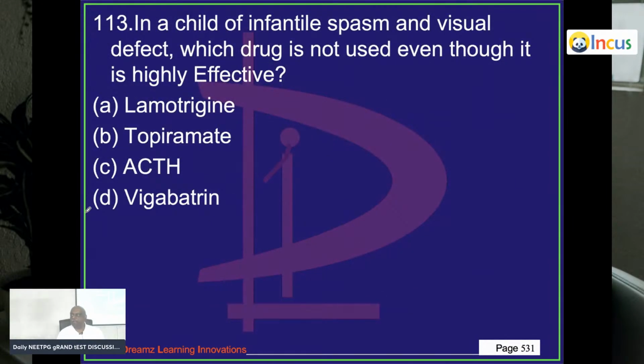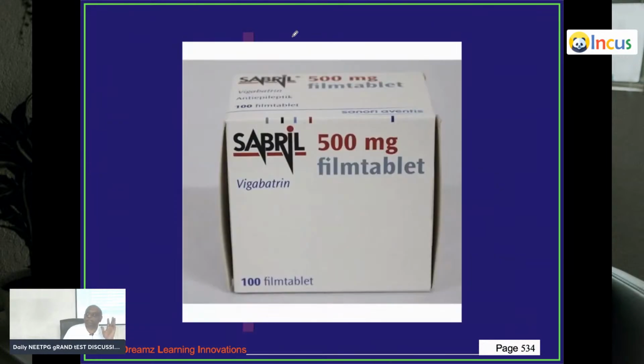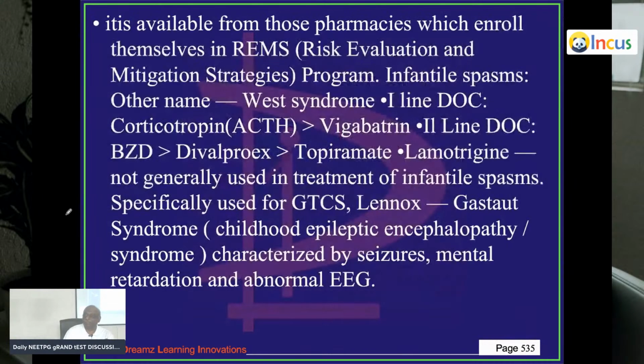So in a child of infantile spasm with visual defect, which drug is not used, even though it is very effective for infantile spasms? V for visual defect, V for vigabatrin. Vigabatrin is very effective on infantile spasm, but it leads to visual field defect. That's the reason we don't use it unless all other drugs have failed. So, doctor, please support vigabatrin.